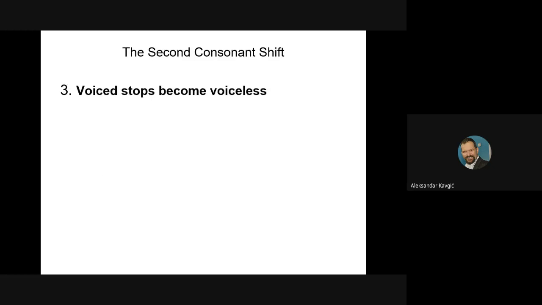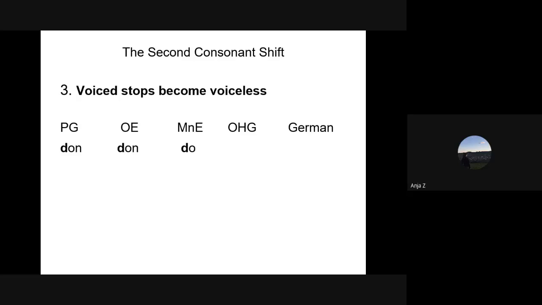Then there was a third step where voiced stops became voiceless. So do, don, do became, you lose voicing. So you can guess what this is in German. Can you guess? So what's the voiceless counterpart of d? It's the same as in, so this is the reason why in German you say tun.